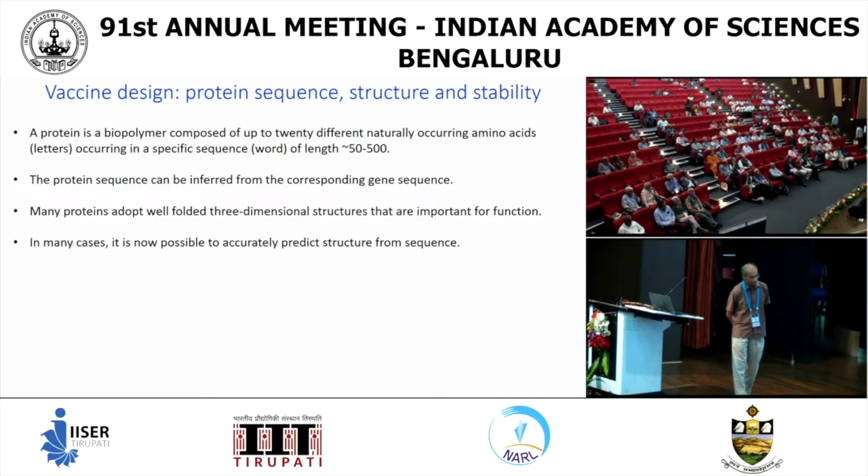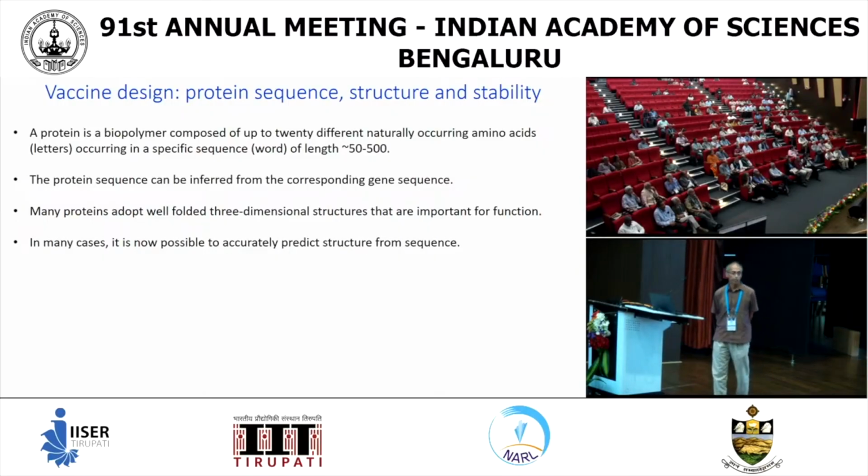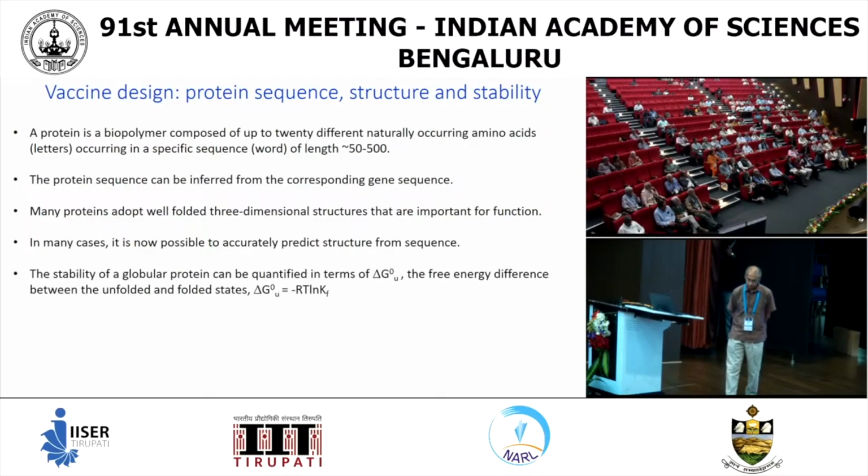Now, in many cases, it's now possible to infer the structure from the sequence. This was an intractable problem for many years until the convergence of enough structural data in the Protein Data Bank and developments in artificial intelligence and machine learning led to a solution to the problem in the form of pattern recognition. And so now, for many proteins, you can, in fact, predict the structure.